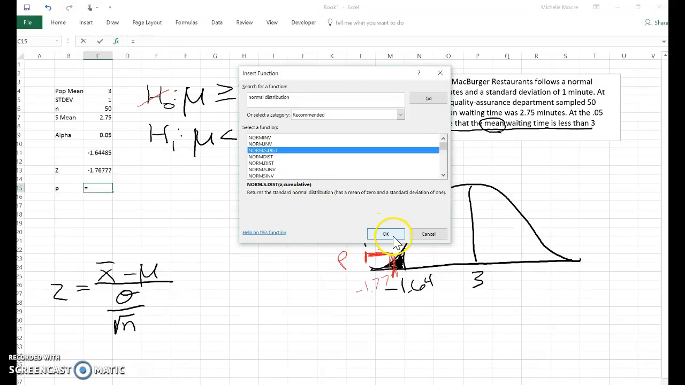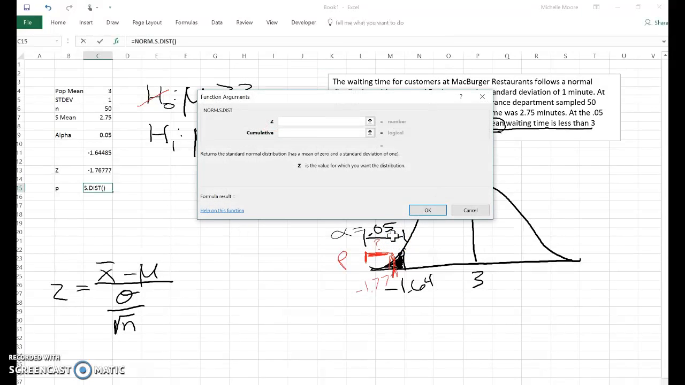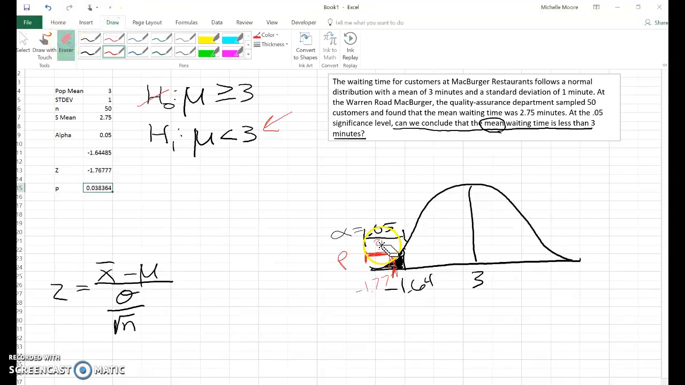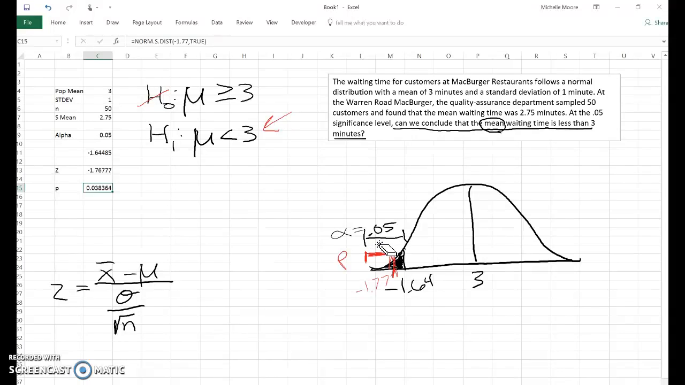So NORM.S.DIST is going to give me my p-value. So I'm going to hit OK. My z-value was negative 1.77. And for cumulative, just always put true. Don't put false. Oops, if you can spell it correctly. All right. So we end up with a p-value of 0.03. Let me go here and erase this. Okay. So we have a p-value of 0.03, which means there's a 3% possibility, almost 4% if we round, likelihood that you could get a mean of less than 2.75.